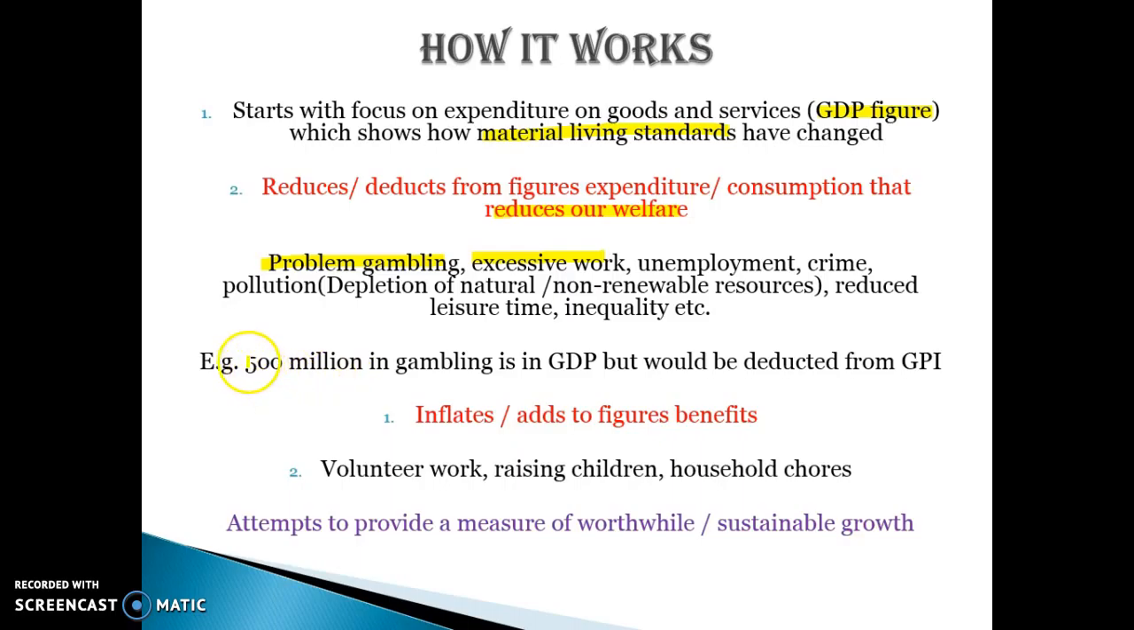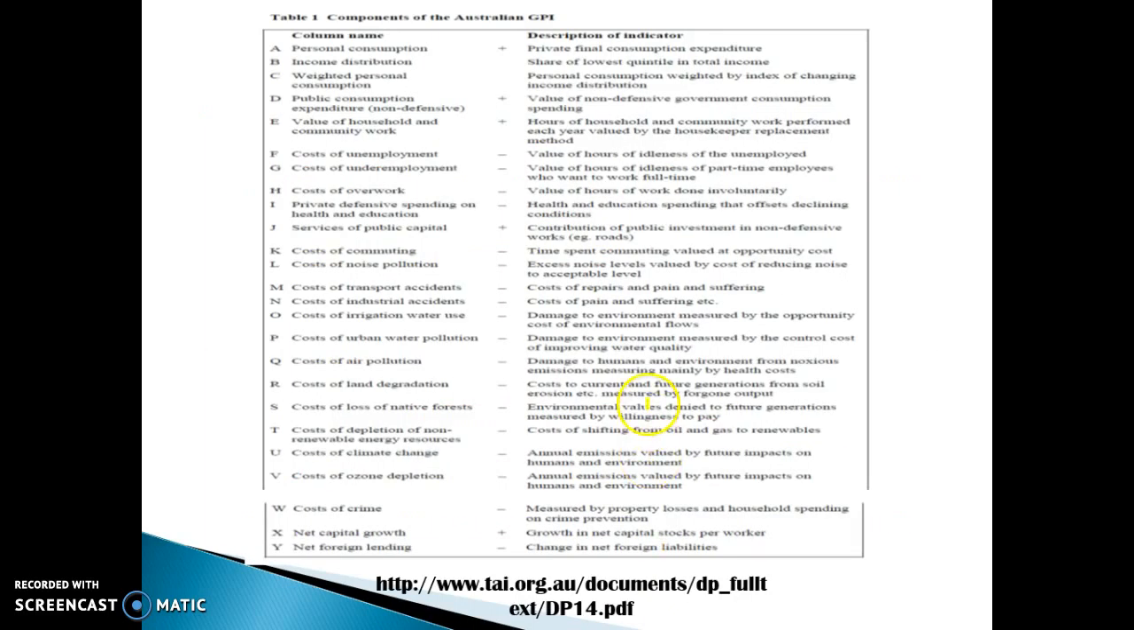So for example, if GDP includes 500 million in problem gambling, that would get deducted from our GPI figure. And then it adds to these figures things that are going to benefit our overall living standards. So if there's lots of money spent on volunteer work, or raising children, or household chores, those things will add to our figure to try and provide a more accurate figure of worthwhile or sustainable growth. And here's a table that basically summarises how GPI works.